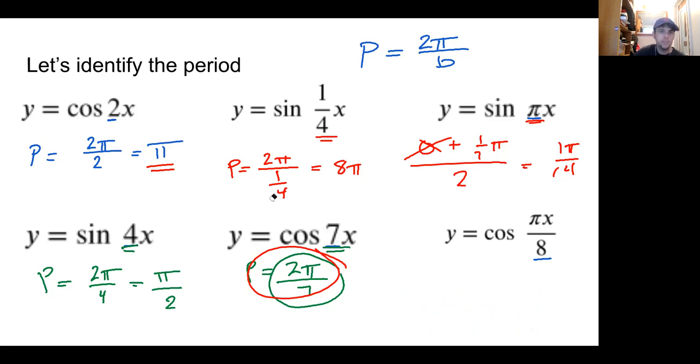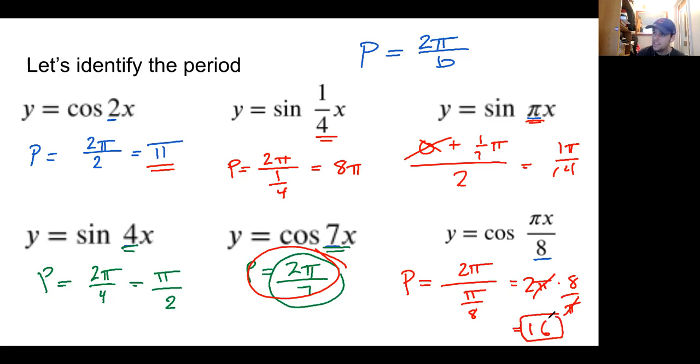All right, and then the very last one here, we have pi over 8 as our b value. So period equals 2 pi divided by b, which is pi over 8. Dividing by this, let's just turn this into multiplying by reciprocal. So 2 pi times 8 over pi. Pi's cancel. We're going to get 16 here, 16.